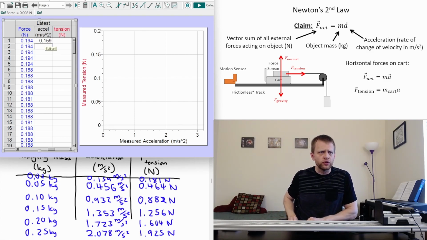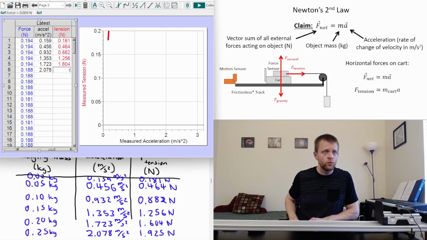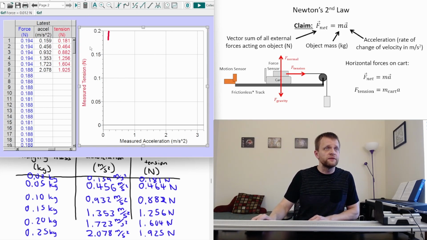So our accelerations were 0.159, 0.456, 0.932, 1.353, 1.723, and 2.078. So those are our accelerations. And now we want to enter in the tension. So that was 0.181, 0.464, 0.882, 1.256, 1.604, 1.925. Okay. And then definitely have to fit this graph.